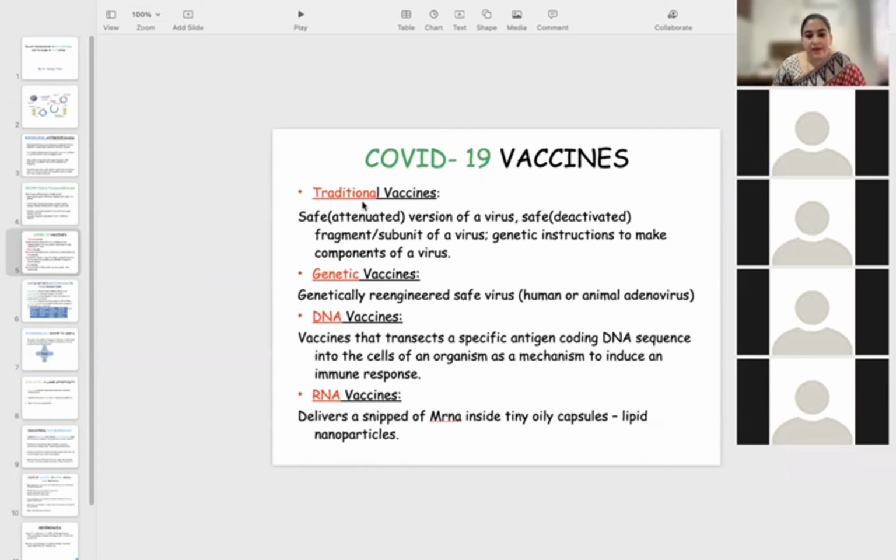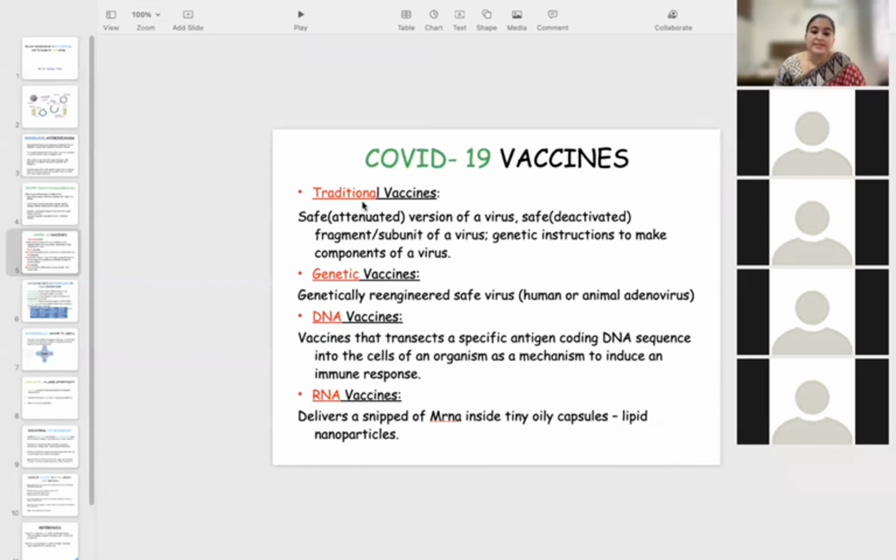But now we have genetic vaccines. These gene vaccines can be DNA vaccines or RNA vaccines. They are much safer because they carry a gene which will encode for the fragment of the antigen. We just deliver the gene, which is going to code for that antigen inside the host body. So genetic vaccines are genetically re-engineered, safer options than traditional vaccines. They can be for viruses, human or animal, adenovirus.